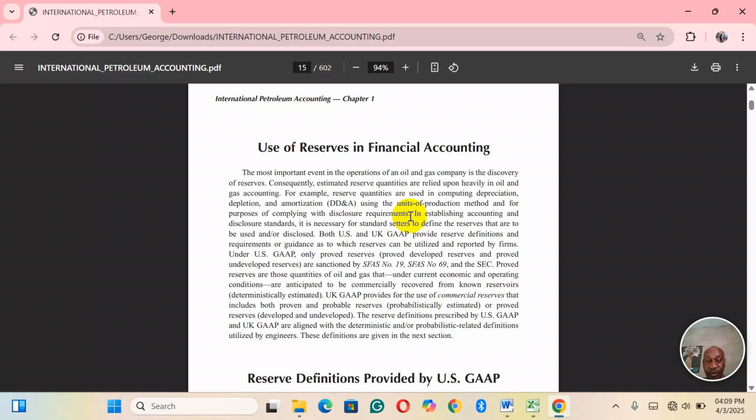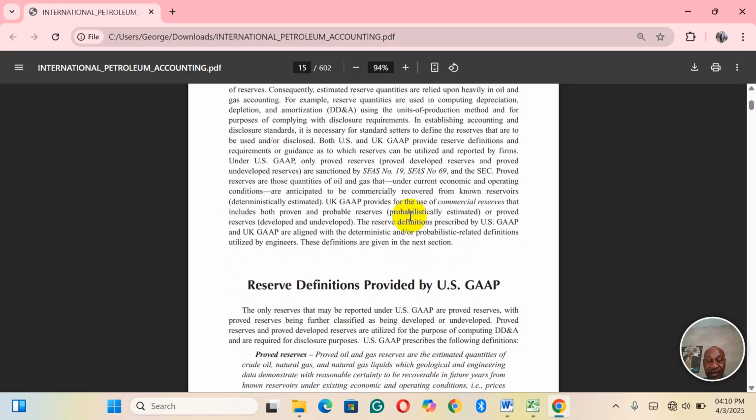UK GAAP also provides for the use of a commercial reserve that includes both proven and probable reserves, probabilistically estimated, or proved reserves, both developed and undeveloped. The reserve definitions prescribed by US GAAP and UK GAAP are aligned with the deterministic and probabilistic definitions utilized by engineers. These definitions are given in the next section.